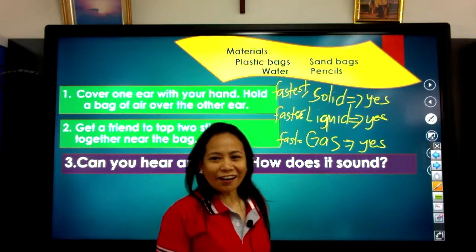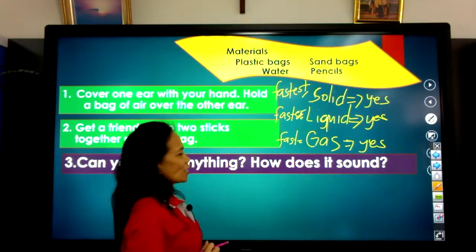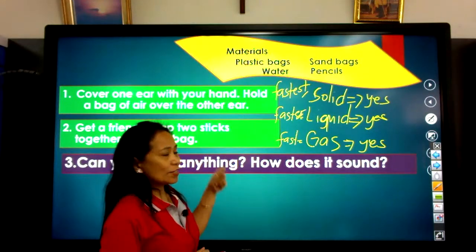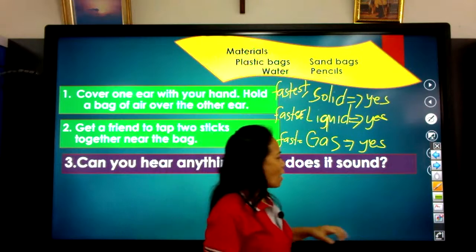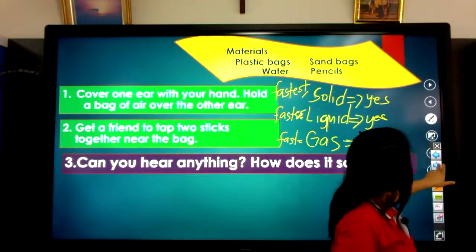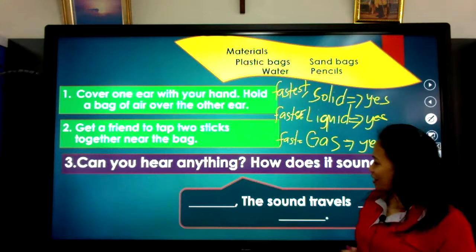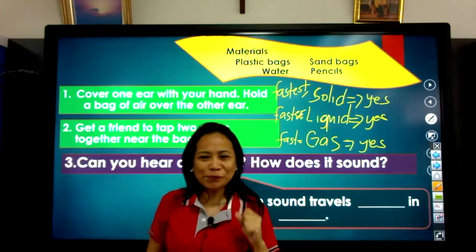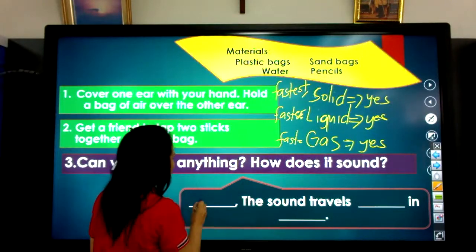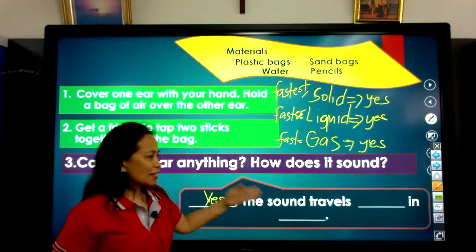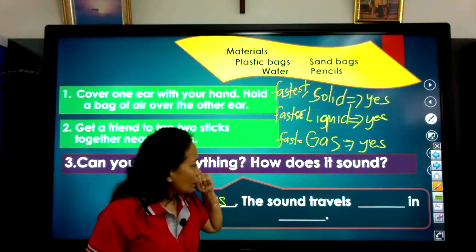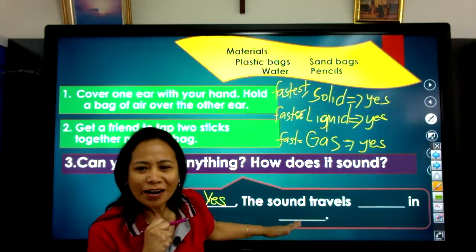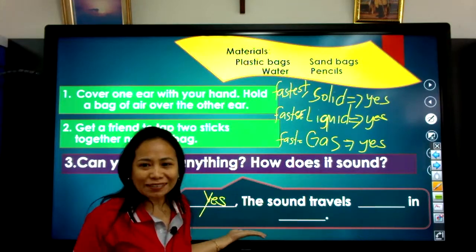Okay, so for question number 3 here, can you hear anything in gas? Your answer is yes. How does it sound? Can you complete the sentence here? Let me see. If the answer is yes, the sound travels blank in blank. Based on the activity, complete the sentence.